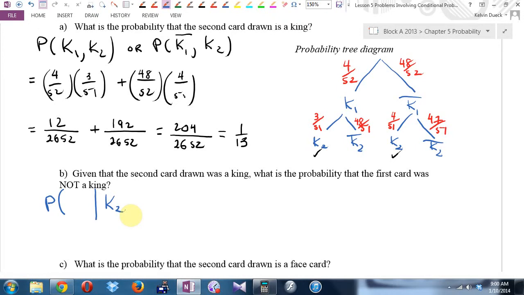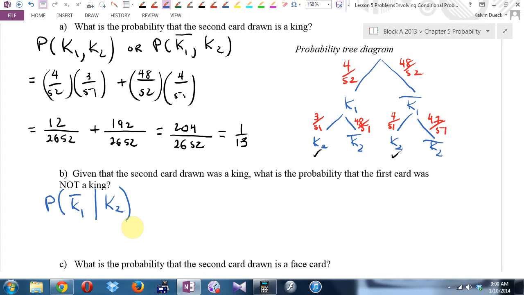What symbol is that on my tree? Not king 1. That's what they want me to find. And again, we're going backwards up the tree. What I'm telling you, Sean, is, suppose I tell you that you're in king 2, go backwards up. Tell me what the probability is that you came down a certain branch.